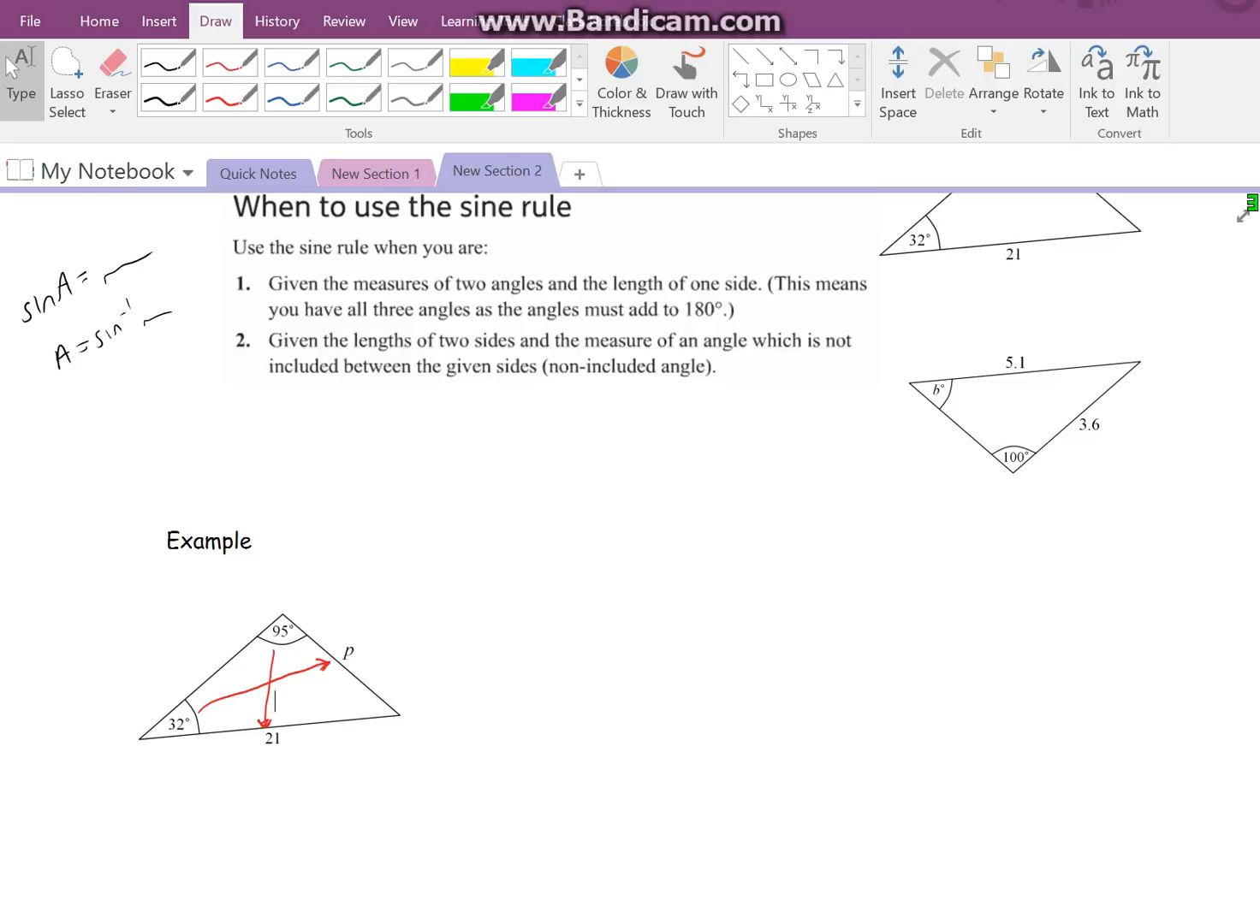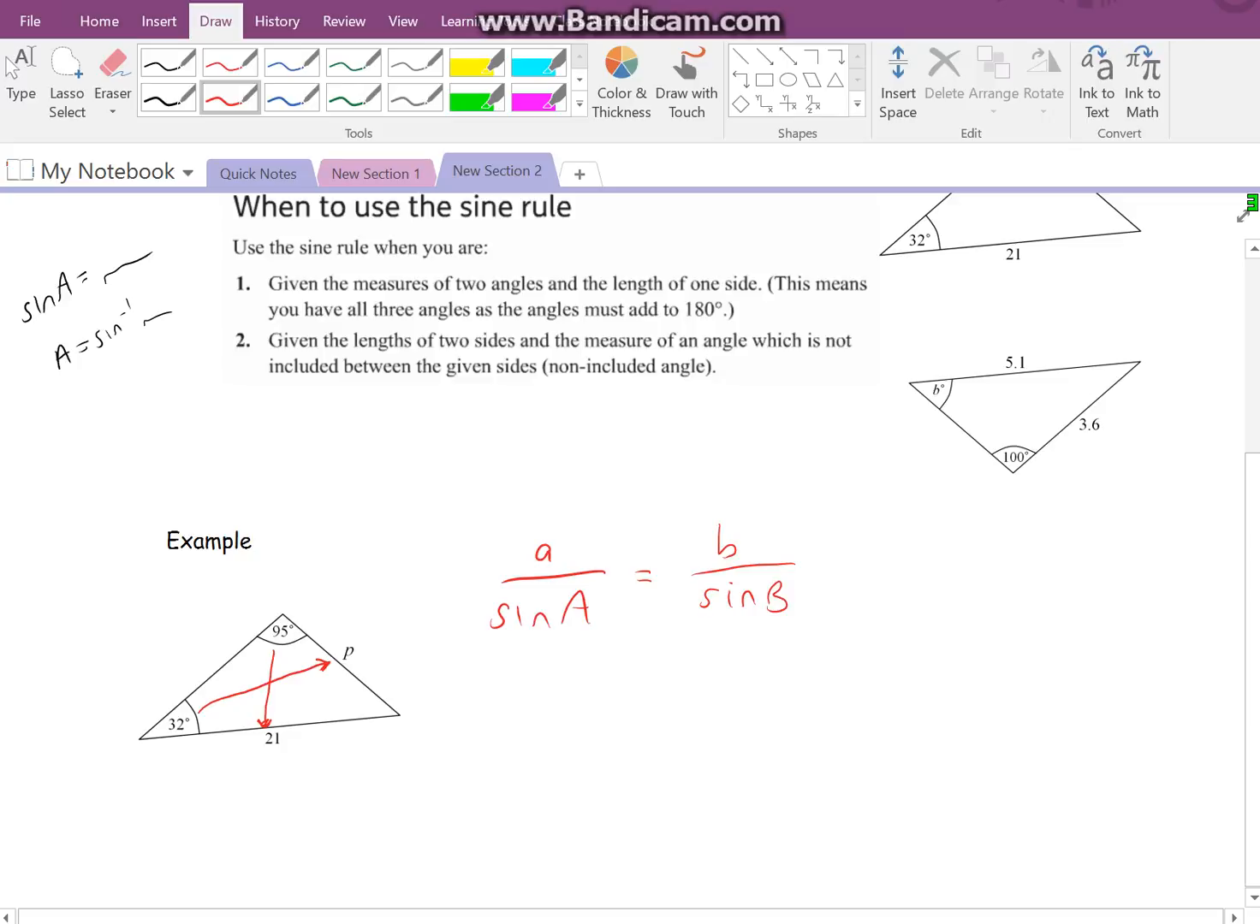So I'm going to have my formula, so I'll go to my log tables, and I know it tells me that the side of A, so A over sine of A, is equal to B over sine of B. I only have to use 2 because I'm only working with 2 sides and 2 angles.